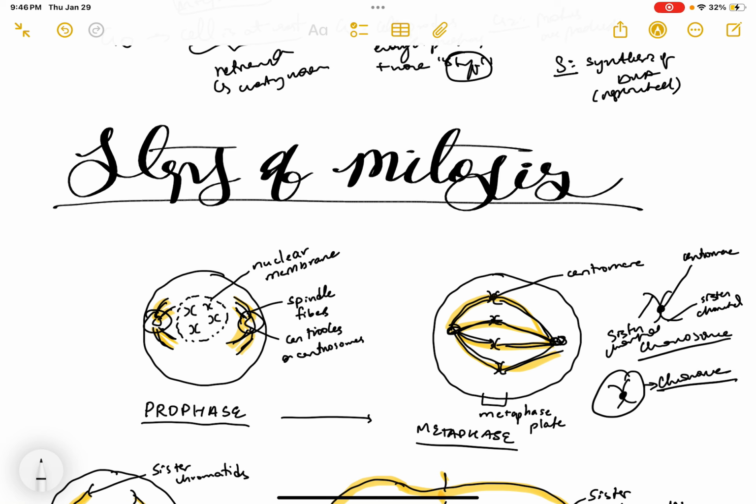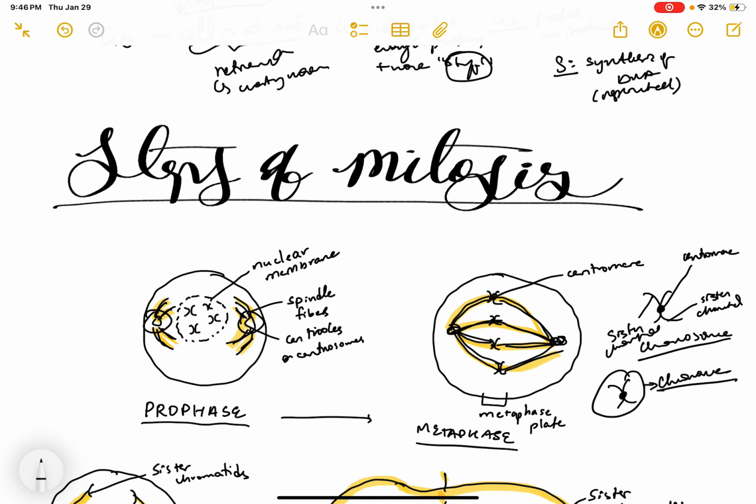So originally what happens is within prophase, whatever was within the nuclear membrane was chromatin. And it's kind of this messy form of DNA, so that has condensed into chromosomes. And the nuclear membrane starts disappearing.